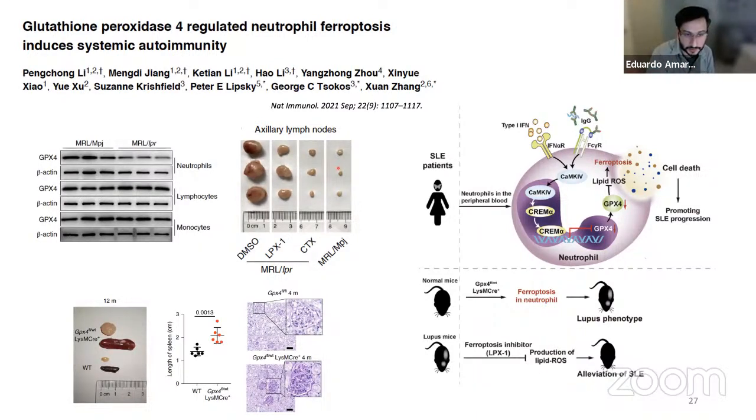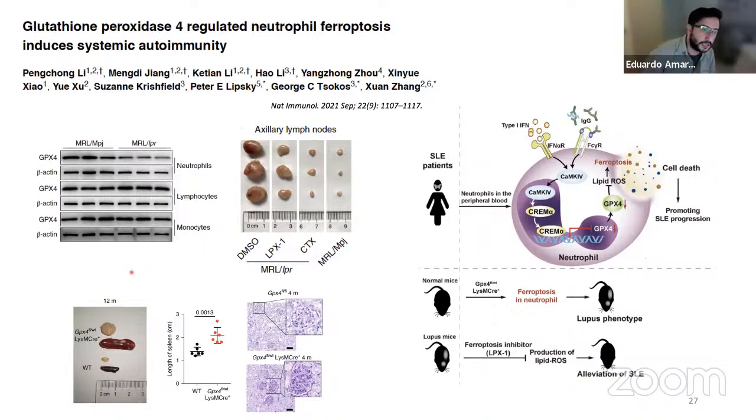So because they saw less GPX4, and in the paper they also saw higher lipid peroxidation, they decided to treat these mice with a lipid peroxidation inhibitor. And they saw a huge reduction in the lymph node size. Suggesting that lipid peroxidation is playing a role in determining the progression of lupus.